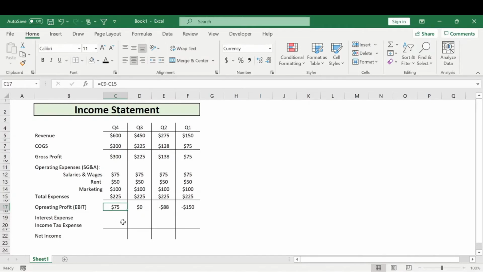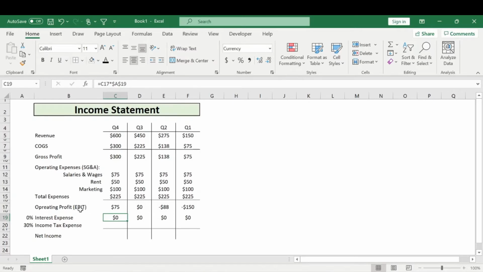And then generally what's going to follow in an income statement is you're going to have your interest expense and income tax expense. So for this example, let's say we don't have a loan or anything, so there's no interest expense for us. But to calculate that, what essentially you would do is you would take that interest rate and multiply it by your operating profit or your EBIT.